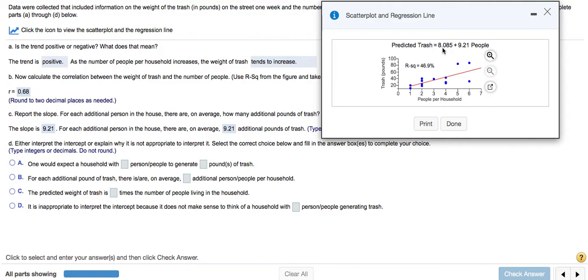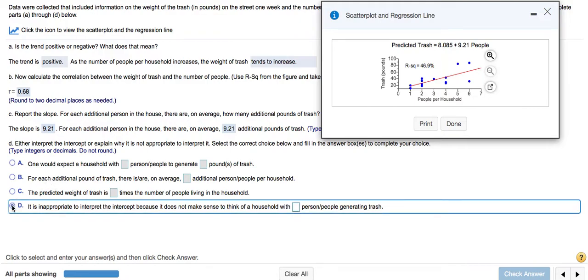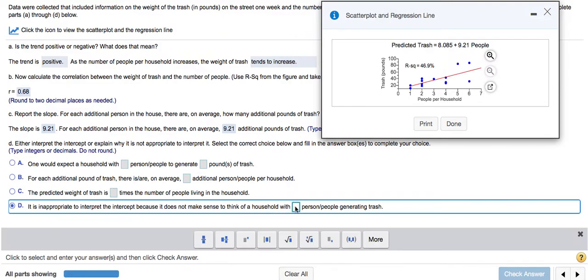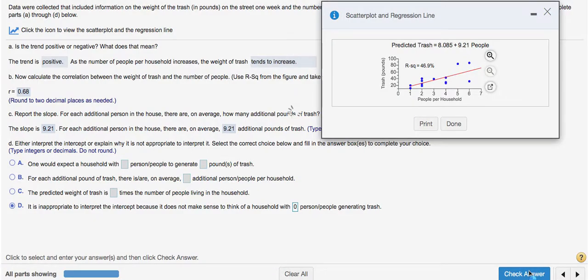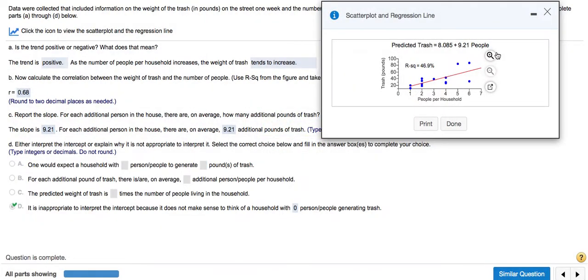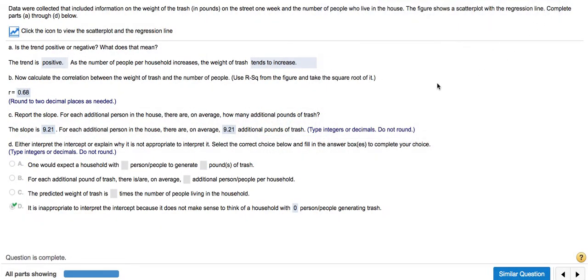Kind of seems like that's a meaningless or inappropriate interpretation, just because it really doesn't make sense to think about, if there's no one living in the house, how much trash is generated, and it would be this number. So for this example, I'd say it's inappropriate to interpret, because it does not make sense to think about a household with 0 people generating trash. All right, so that is it for this question.